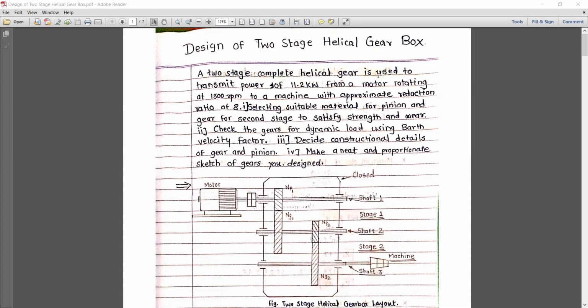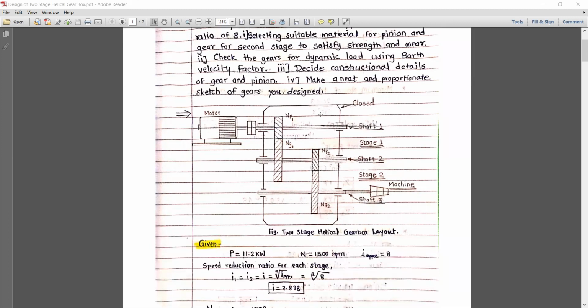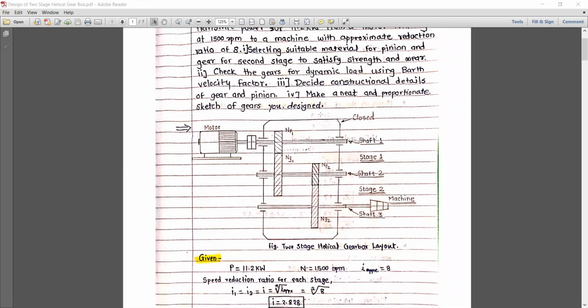In the given problem, they explicitly said that you have to design the second stage. Okay, you have to design the second stage, and the reduction ratio for the second stage is 8. Sorry, the total reduction ratio is 8 and we have to design for the second stage.